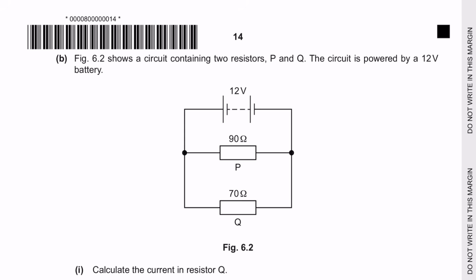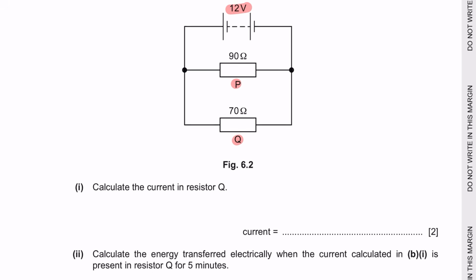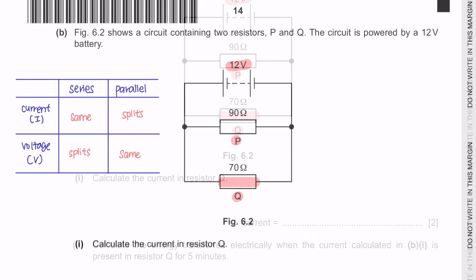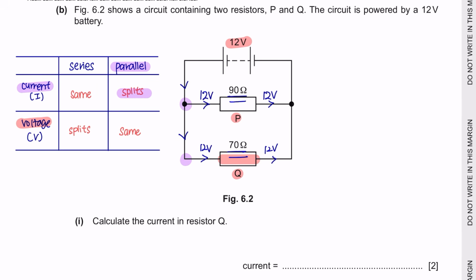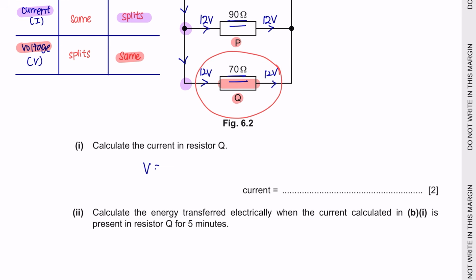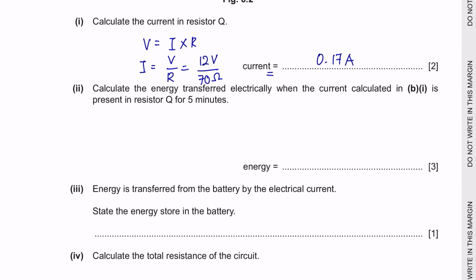Next, question B. Figure 6.2 shows a circuit containing 2 resistors, P and Q. The circuit is powered by a 12 volt battery. Calculate the current in resistor Q. Now please memorize this rule. In a parallel circuit, the current flow will split according to its resistance. However, the amount of voltage will remain the same throughout the entire circuit. So that means resistor Q will receive 12 volts. To calculate the current, we can use Ohm's law. Rearranging this, we get V over R, giving us a current of 0.17, and the unit for current is ampere. Please do not forget your units.